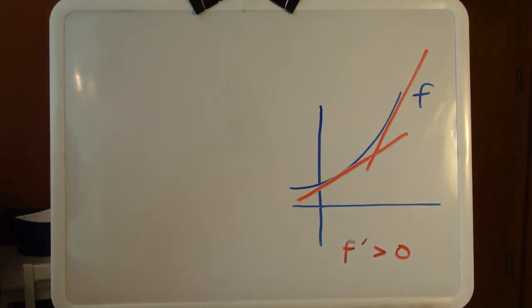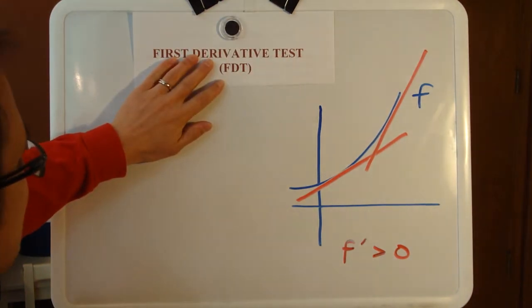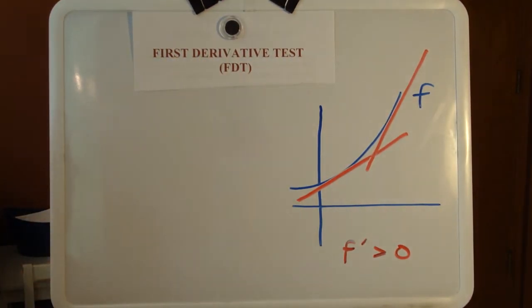Alright, so this is going to lead directly into the main result of this section, and that's this thing here. So this is called the first derivative test. I'm going to abbreviate it FDT, and what it's going to do is it uses the information about increase and decrease and lets you find the extreme values of the function.